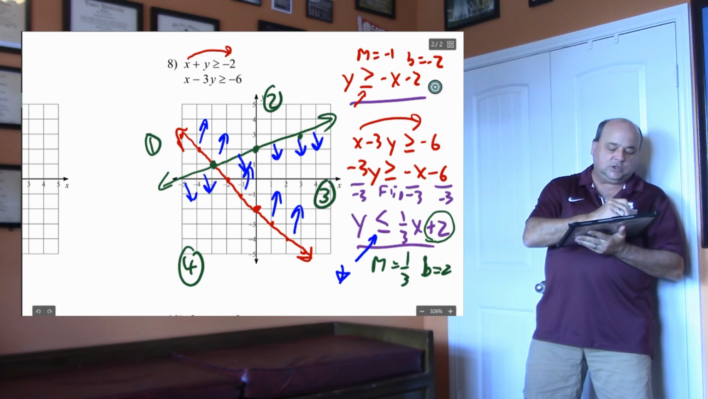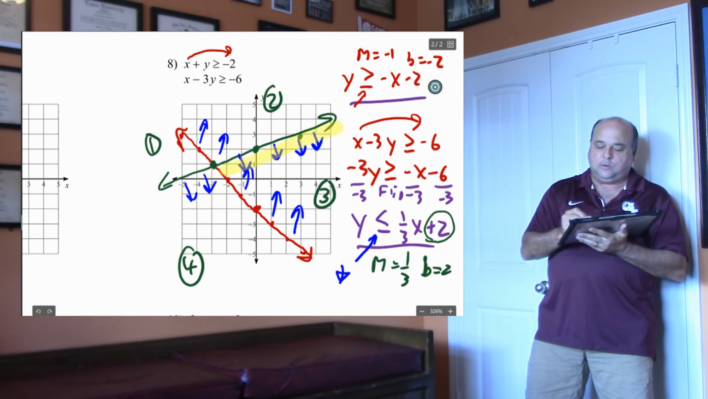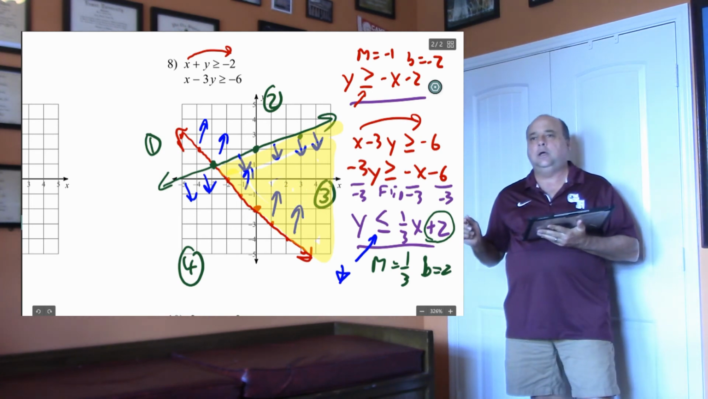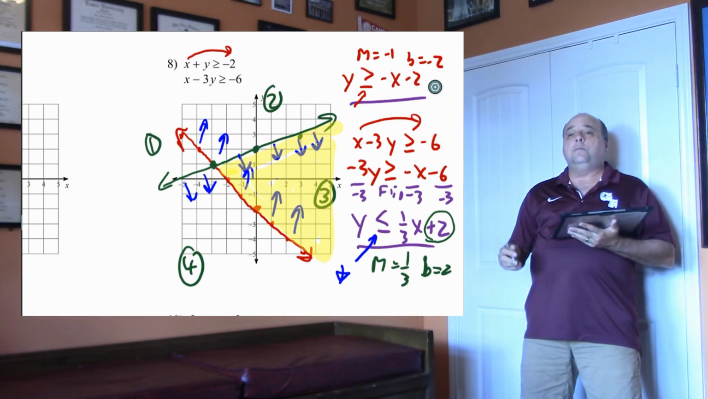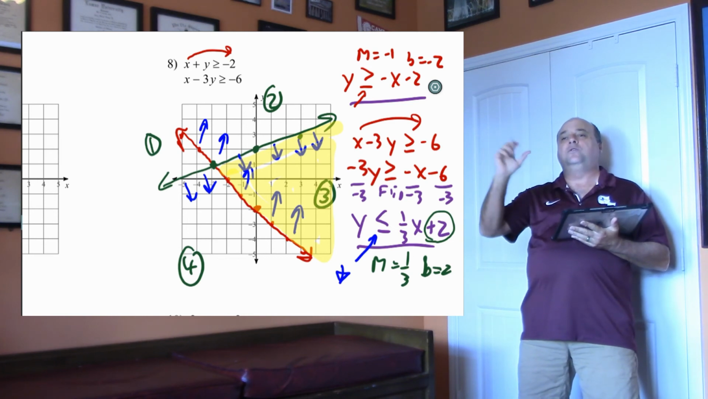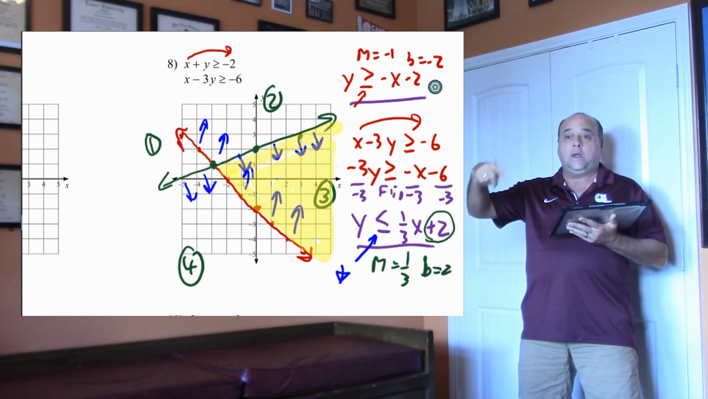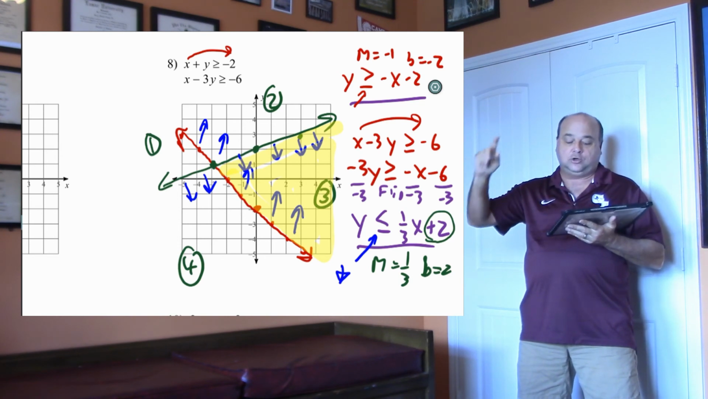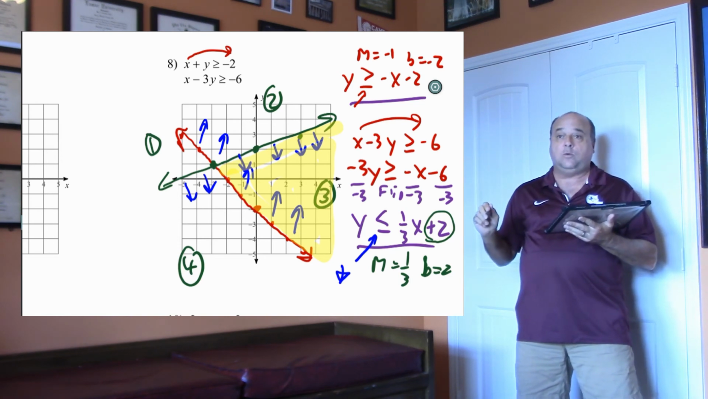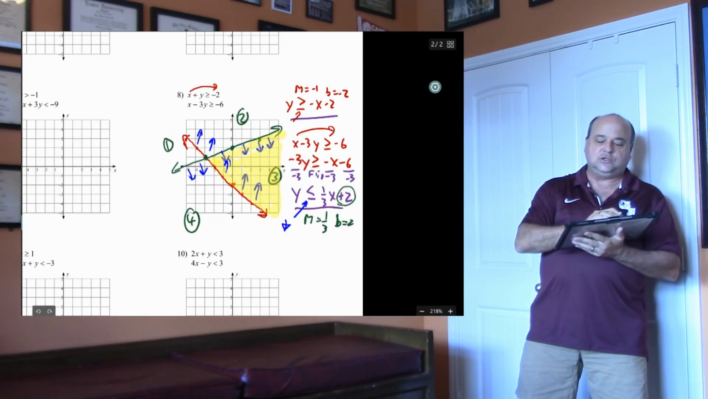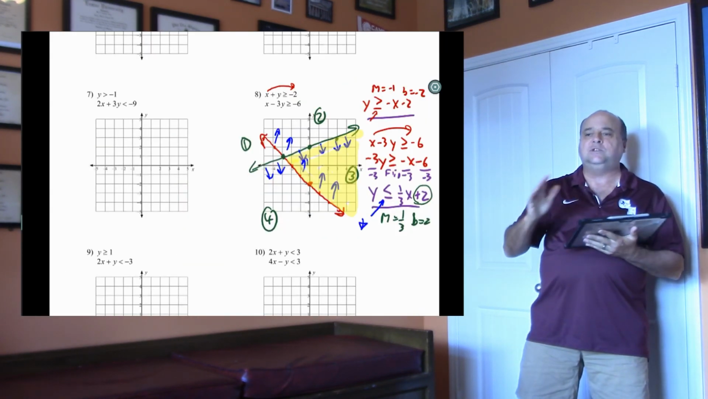The correct answer, and I have the highlighter, so I'm going to do it this way, would be this area here, would it? So that would be our answer. Okay? So any ordered pair in part 3 would make both of the inequalities true. Part 2, the red equation would be true, and in part 4, the green equation would be true. Okay? So this is how you get these answers. Should be able to finish the rest on your own.